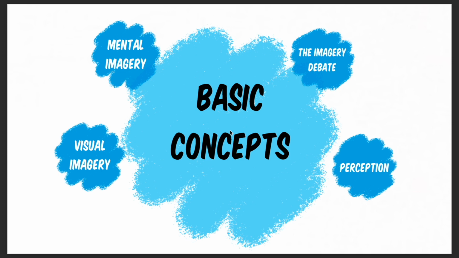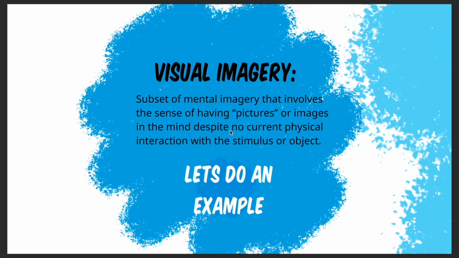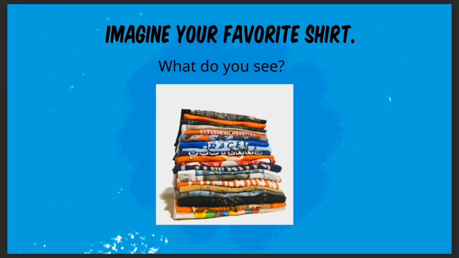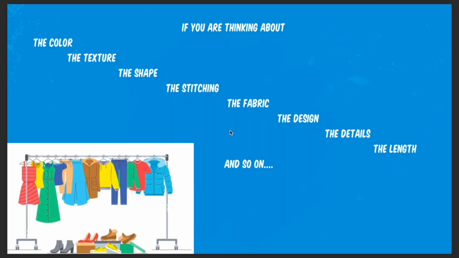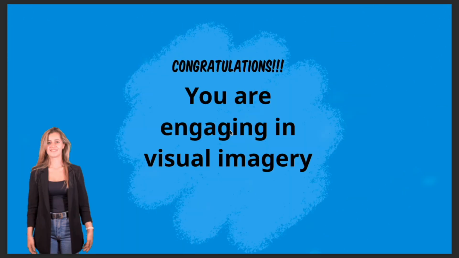Next, let's go to visual imagery. Visual imagery is a subset of mental imagery that involves the sense of having pictures or images in the mind despite no current physical interaction with the stimulus or object. Let's try an example. Imagine your favorite t-shirt. What do you see? If you were thinking about the color, the texture, the shape, the stitching, the fabric, the design, the details, the length, and so on, congratulations, you are engaging in visual imagery.